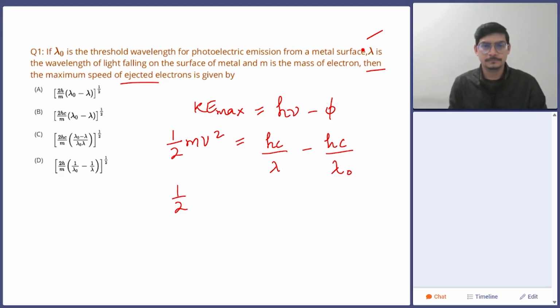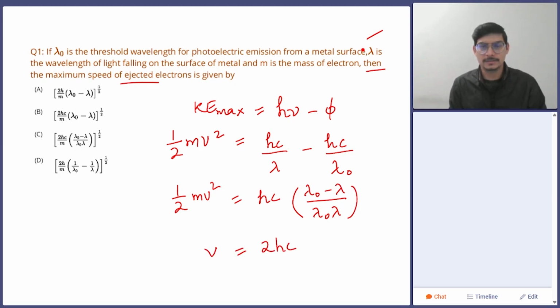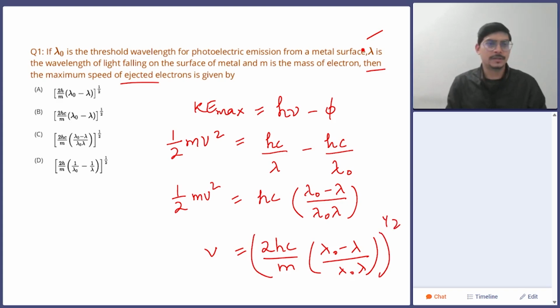Then half mv square is equal to hc times 1 by lambda naught minus 1 by lambda, and when we rearrange this, it becomes 2hc divided by m, and the term in the bracket, which is lambda naught minus lambda divided by lambda naught into lambda, and this whole thing is raised to the power half. So the correct answer in this question is option C.